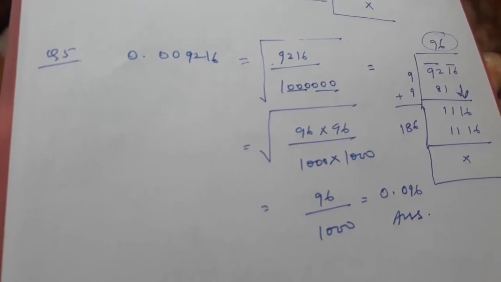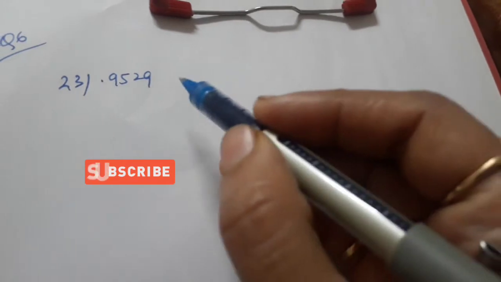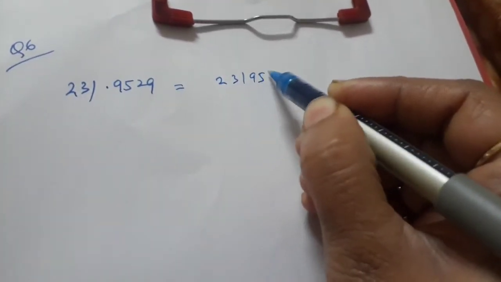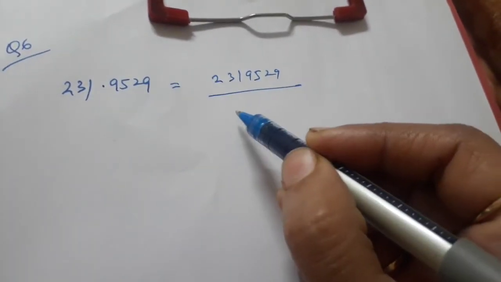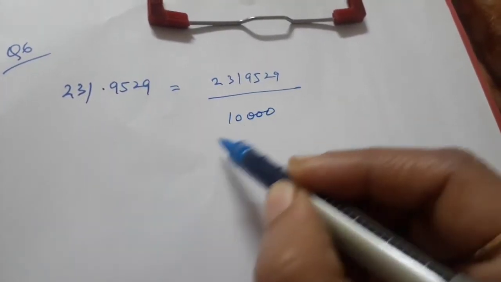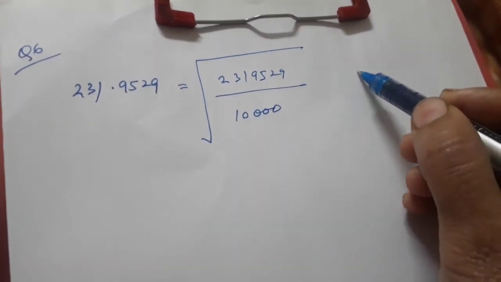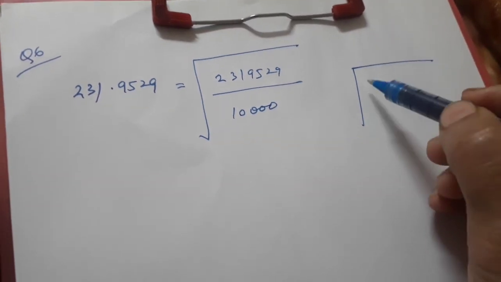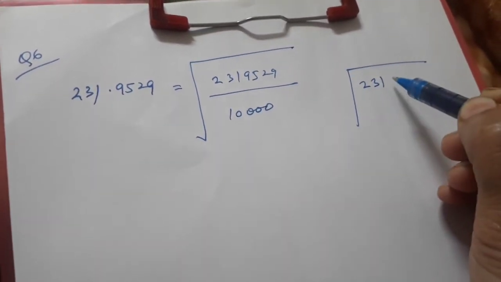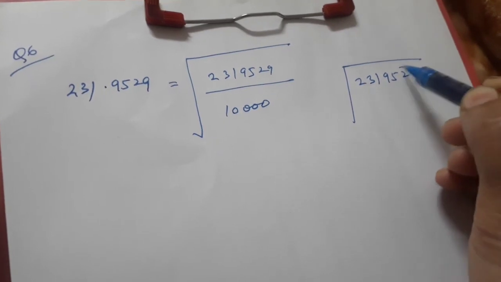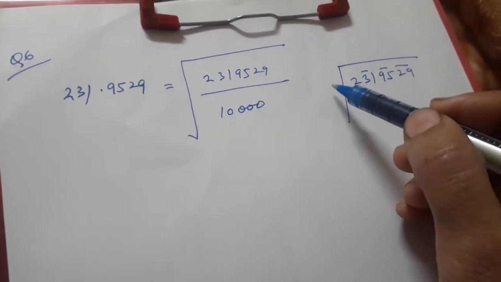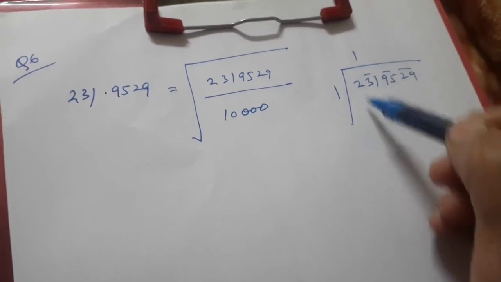Now let's proceed with question number 6. So the sixth part is 231.9529. It can be written as 2319529 by 10,000. For finding the square root of the number, we will use the method of long division. 2319529. After making the pairs, we will be left with a single 2.